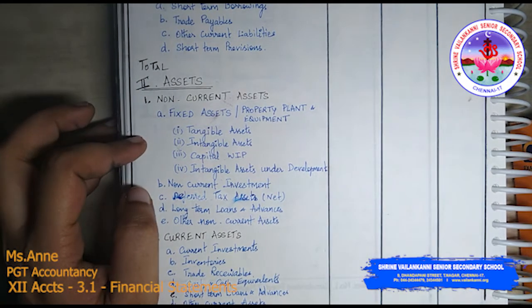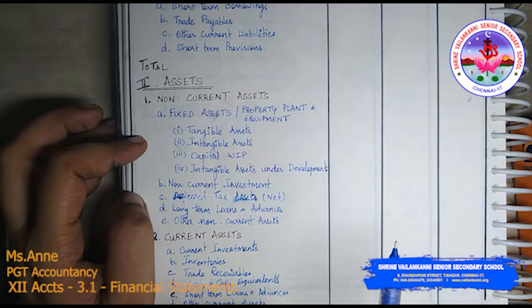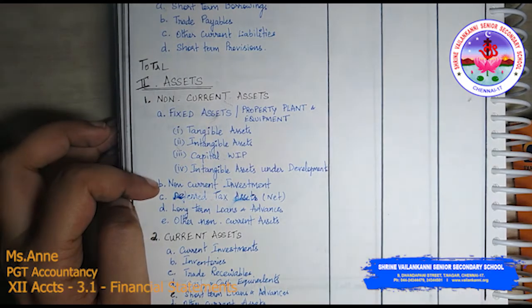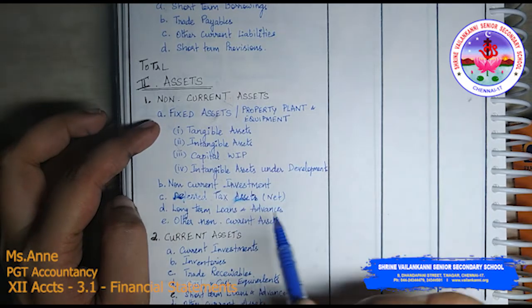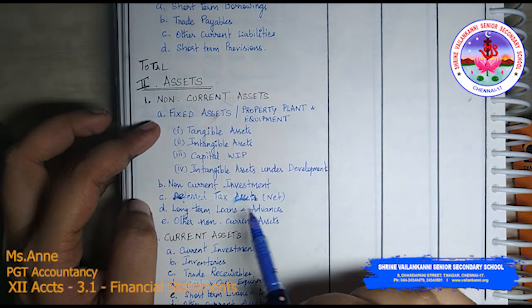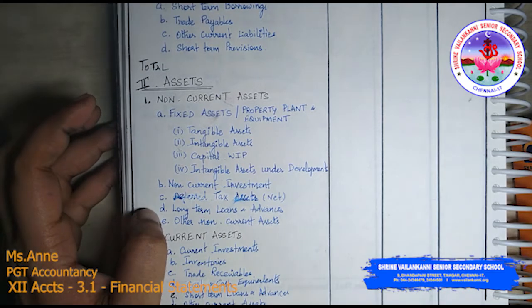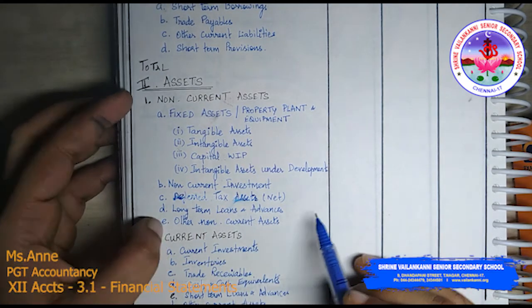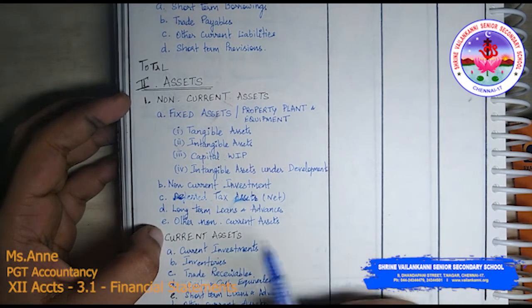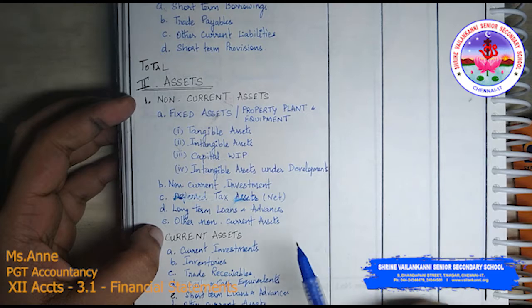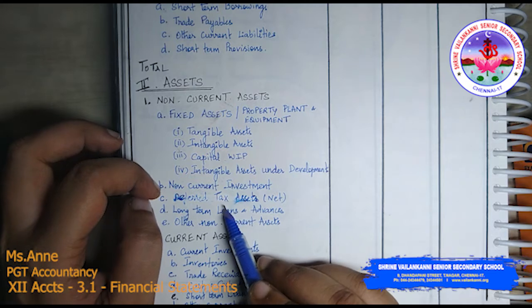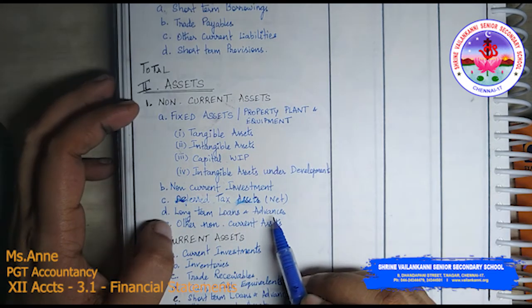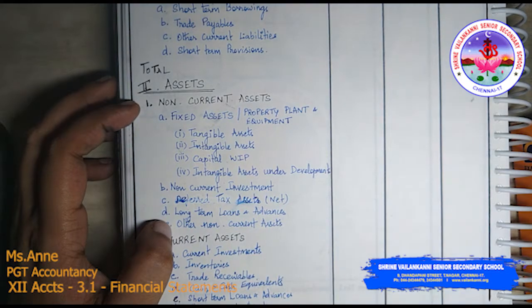So first, under non-current assets, you have fixed assets, which is called PPE, property, plant and equipment. Second is investments, that is non-current investments. Obviously investments are under non-current assets. Then deferred tax asset, then long-term loans and advances, then other non-current assets. You have to understand it this way: fixed assets, investments, tax, loans and advances, other non-current assets. That's all.